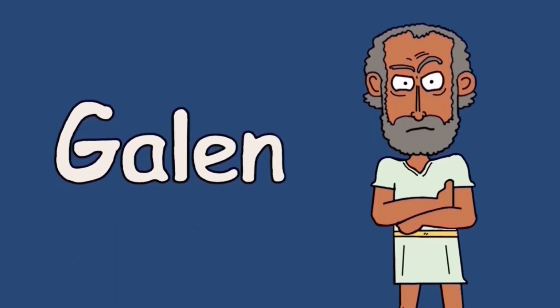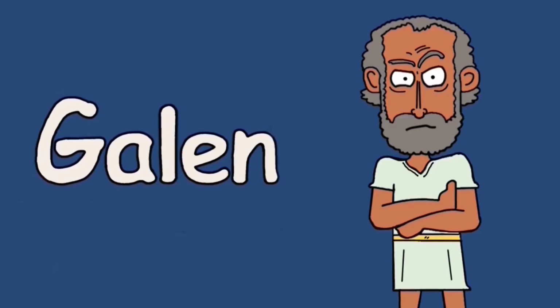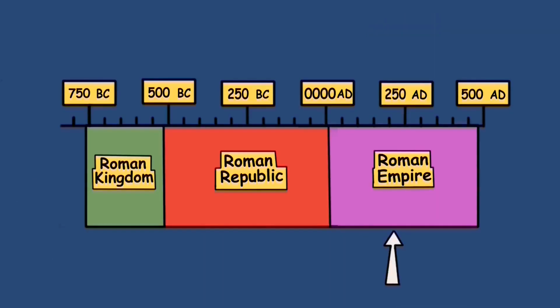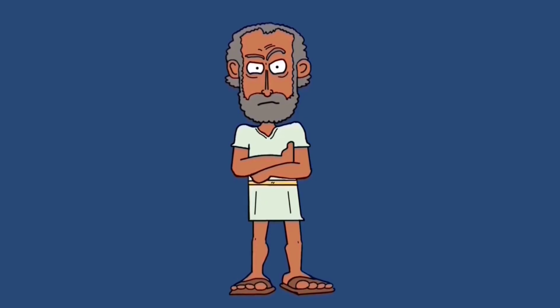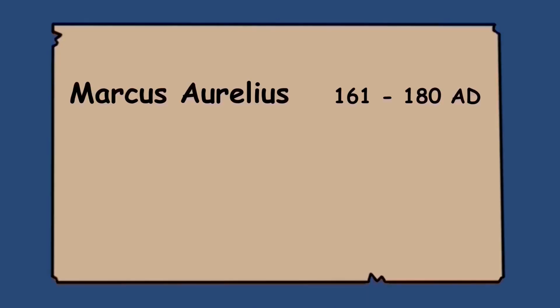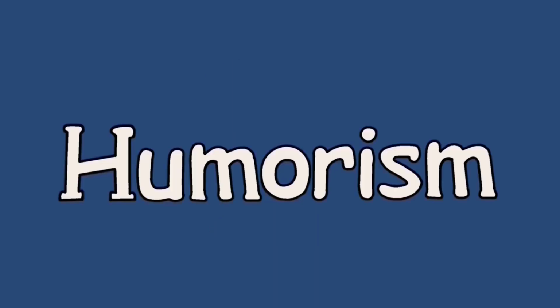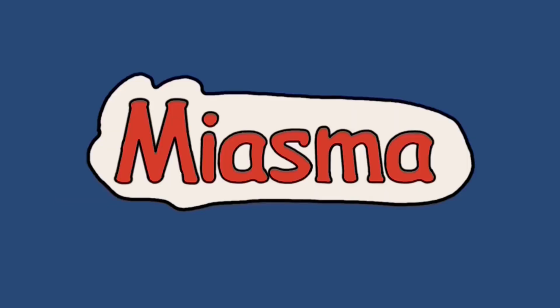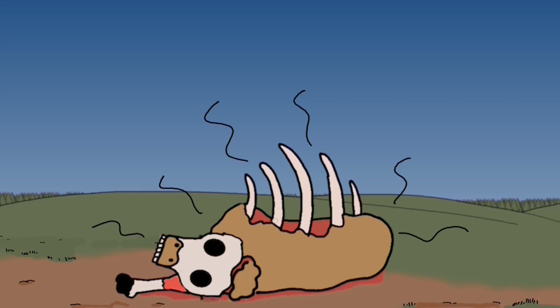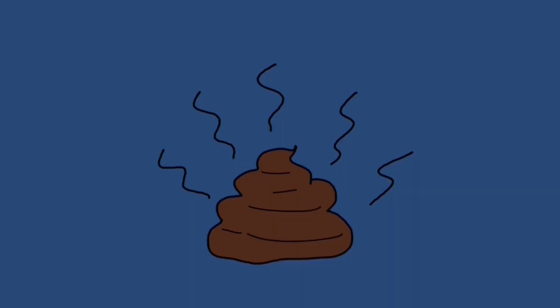One of the most famous of all physicians in ancient Rome was Galen. He lived from around 130 to 210 AD. He would become the personal physician to 3 emperors, Marcus Aurelius, Commodus, and Septimius Severus. Galen followed the most popular medical theory of his time, Humorism. This theory stated that the catalyst of disease was what the Romans called miasma. This was the foul air that was produced by decomposing organic matter. In other words, bad smells.